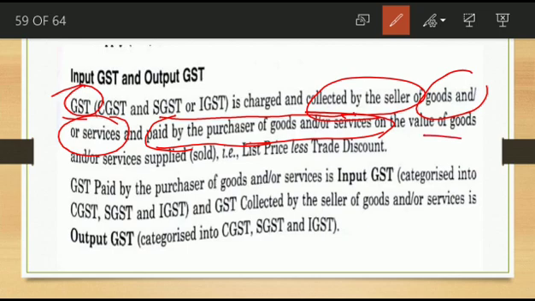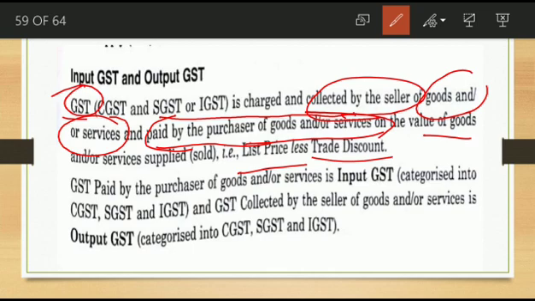Then on what basis is the value of goods considered? On the basis of a rate you want to charge. And the value of goods is the original price less trade discount. Suppose you purchased one bag, and its cost is 1000 rupees. Then the seller says, okay, you can purchase this item with a discount of 100 rupees. That discount is called a trade discount.